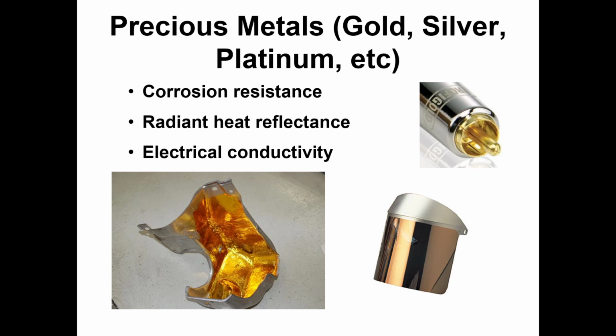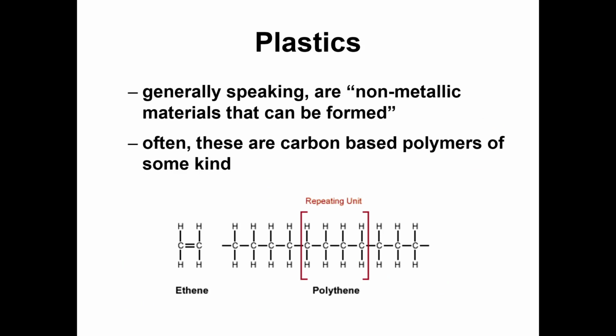So that's why you see them on electrical contacts and in certain heat shielding in space. And I think the mask is probably a welding mask or something for heat reflectance. Okay, so that's precious metals.